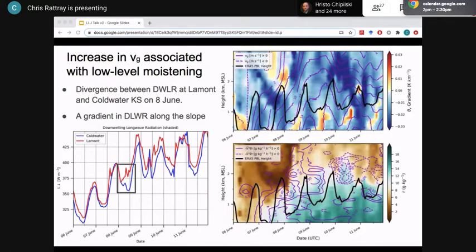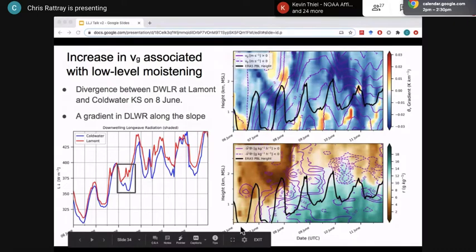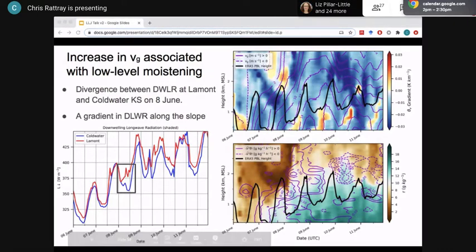So now looking at comparing Lamont to another site, Coldwater, Kansas, which is located just to the north of Visay. We see that on the 8th, the two profiles show a divergence, and this doesn't occur at any other date in these times. Although there's some convection going on here, so could this be contributing to that gradient reversal?